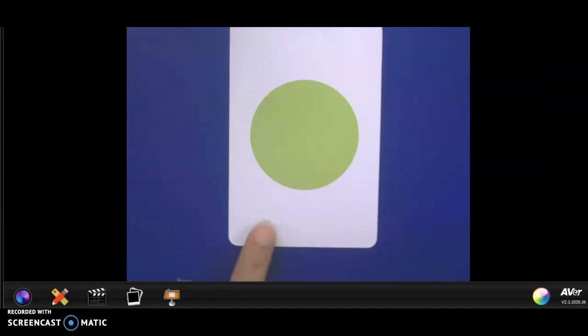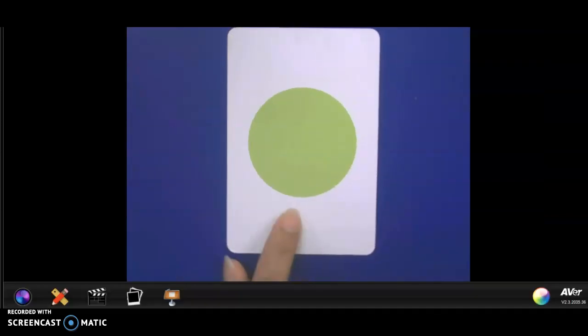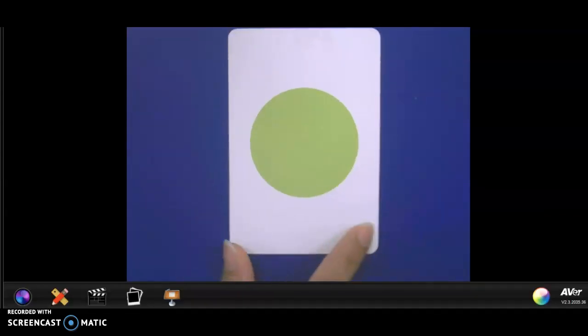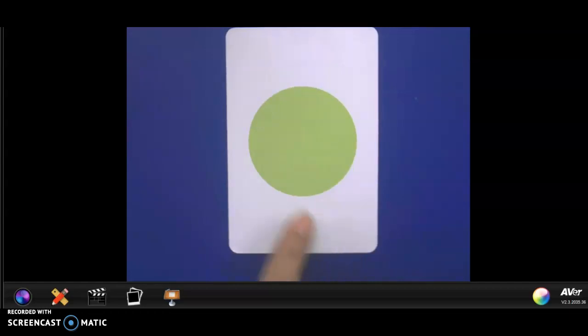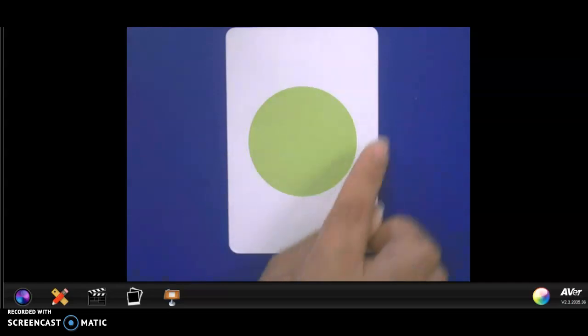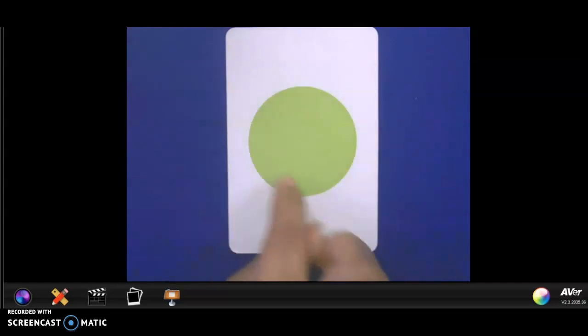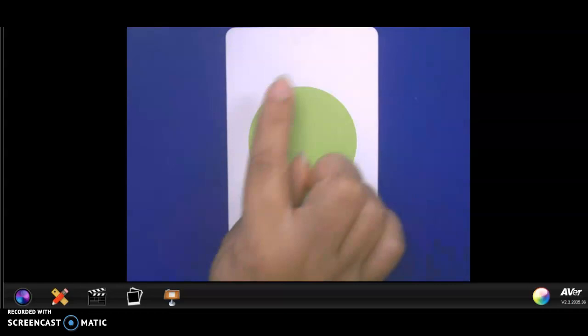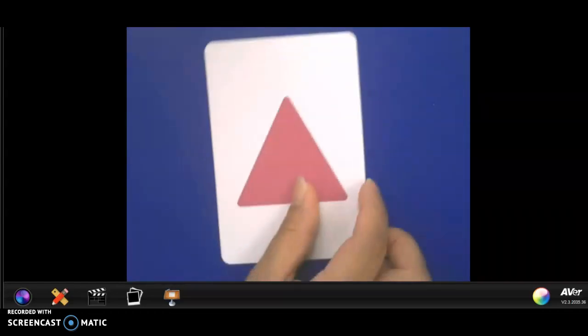Good job. Okay, so now we're going to review the shapes. So let me show you that. Do you remember the name of that shape? That's a circle. Good job. And you can draw it in the air like this. It's a circle. So go ahead and draw it in the air with your finger. Good job. Circle. What is the name of this shape? Do you remember?